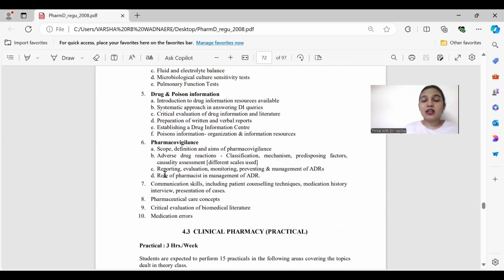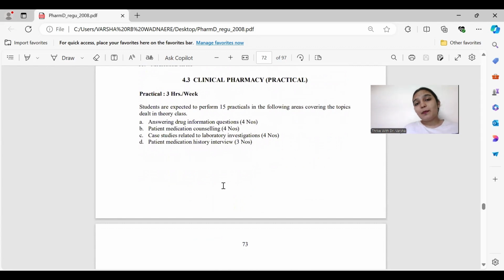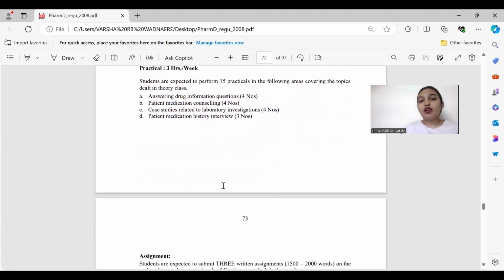But 5 marks is the weightage of that chapter, as well as the 6th chapter, which also has 5 marks of weightage for each and every section in that. And the practicals of clinical pharmacy will be having 3 hours of practical per week. The students are expected to perform 15 practicals in the following areas covering the topics. There are total 4, but in that you will have to cover 15 practicals.